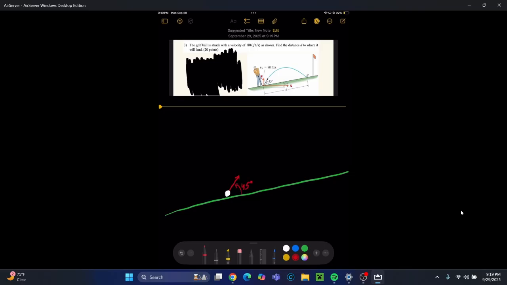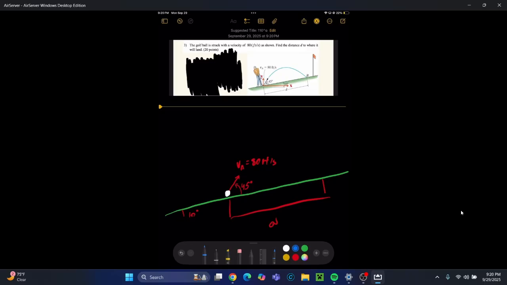It's 45 degrees from the hill. We know the hill itself is at a 10-degree angle, which is very important. And we know that the velocity of that golf ball is 80 feet per second. And we want to find the distance of where it lands, and that's the distance relative to the hill, right?